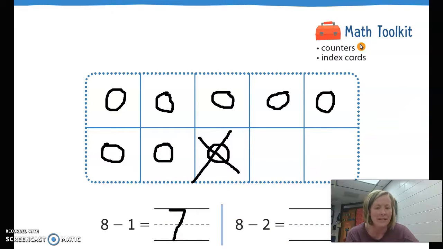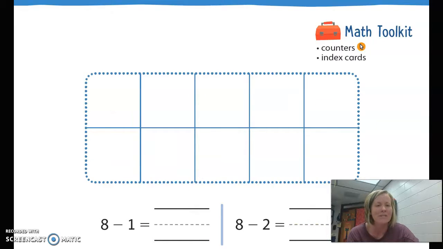All right, boys and girls, I want you to solve 8 take away 2, and write your answer, and then come and check with me. Pause this video. Did you get it solved? So I'm going to cross out 1 more to show that I have 2 taken away. How many do I have left? Now, I know in a 10 frame there's 5 here, so I can just go 5, 6. 8 take away 2 equals 6. Is that what you got? Nice work, boys and girls.